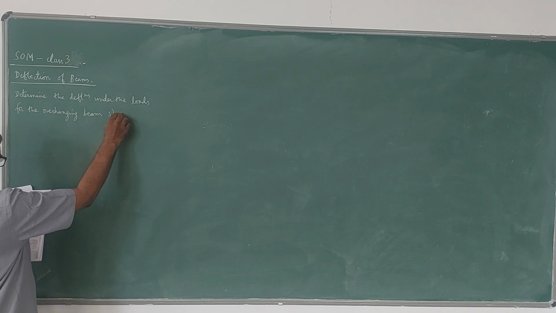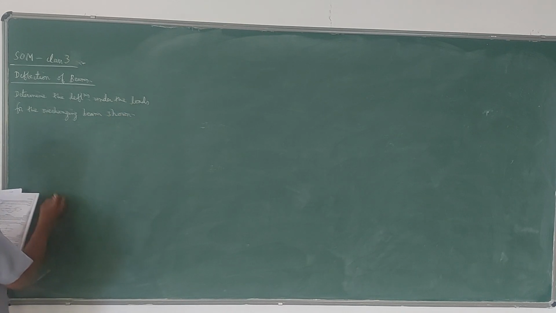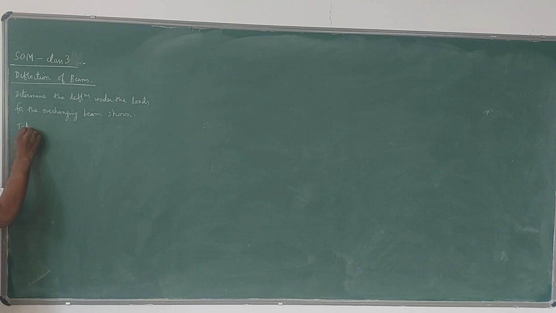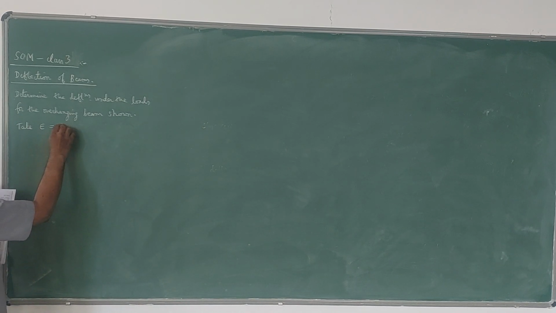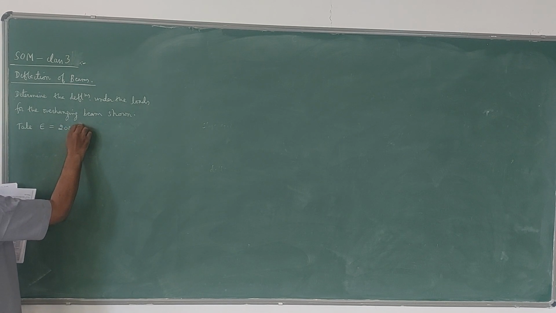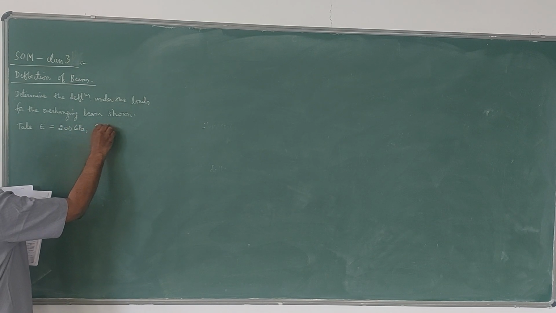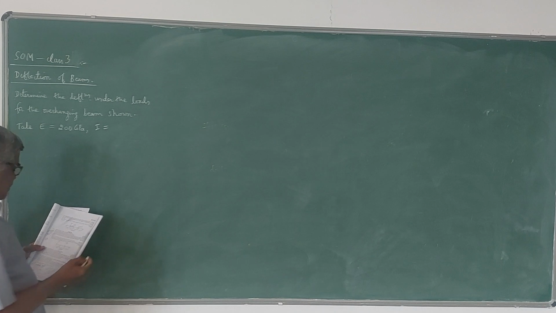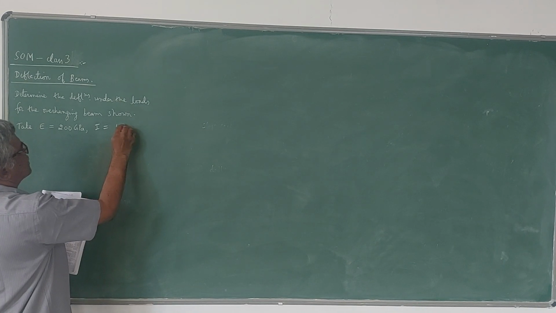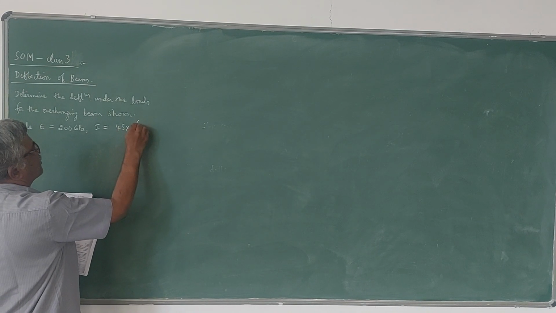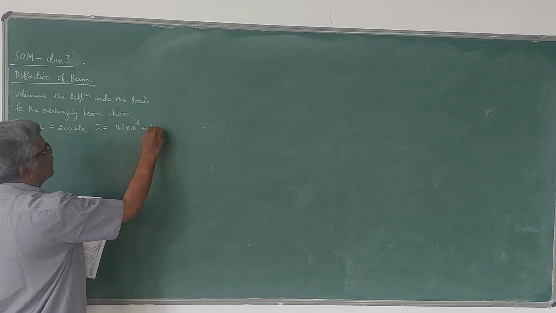For the overhanging beam shown, take E equal to 200 GPa, the value of Young's modulus that he has given, and I is equal to the moment of inertia of the section of the beam, 45 into 10 power 6 millimeter to the power 4.